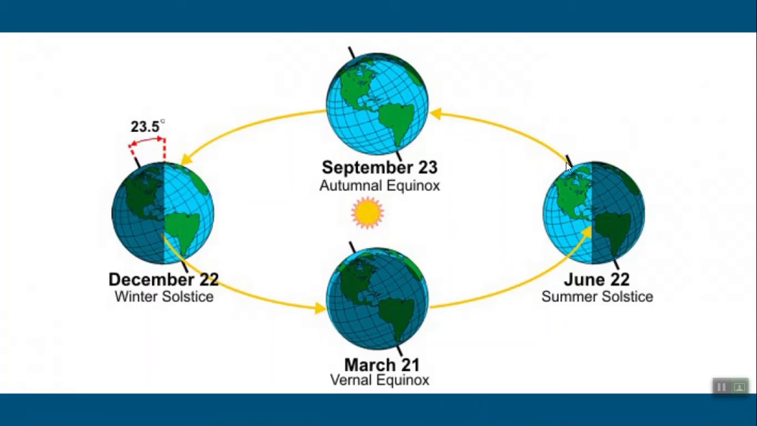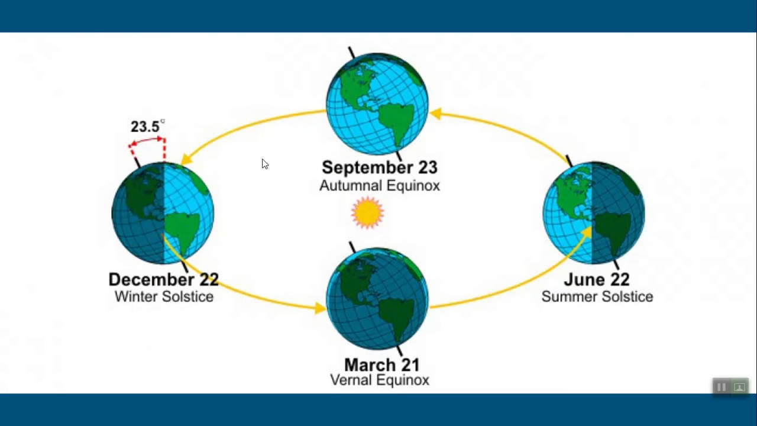You can see over here the North Pole is in light. It's getting a lot of sunshine, but the South Pole is in total darkness. That tells you that the northern hemisphere is getting more sun, so this must be the summer. The summer solstice occurs around June 22nd.